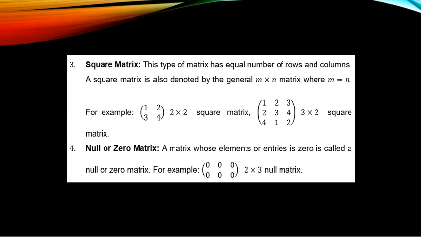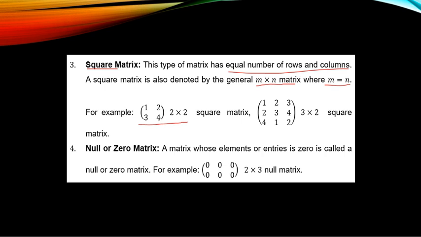Number three, you have the square matrix. This type of matrix has an equal number of rows and columns. A square matrix is denoted by the general M by N matrix. This is the general order of a square matrix, where M is equal to N, number of rows equal to number of columns. For example, look at this 2 by 2 matrix. You see that? The number of rows is 2, number of columns is 2.